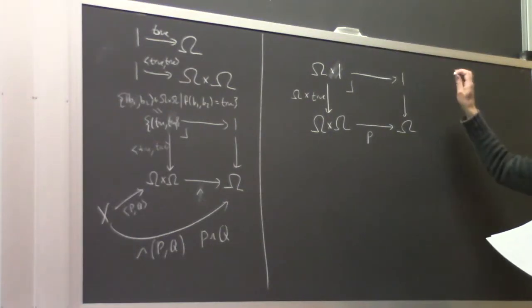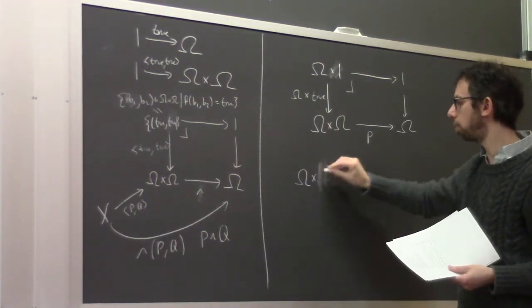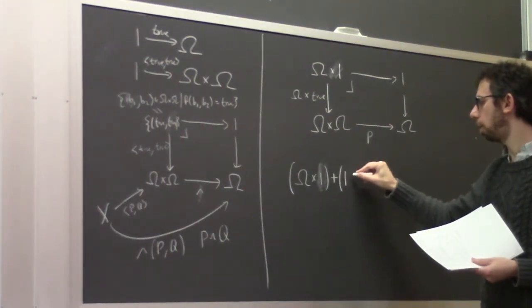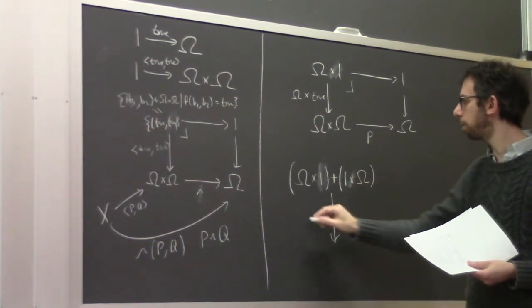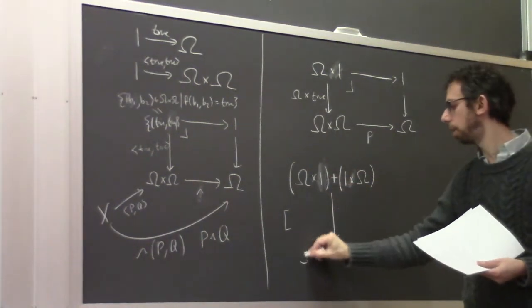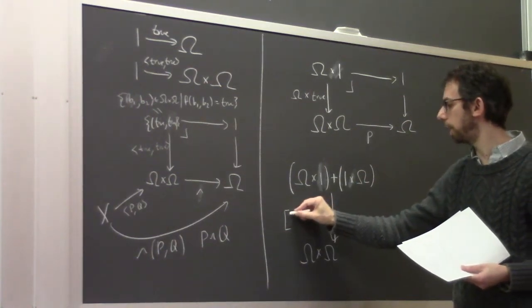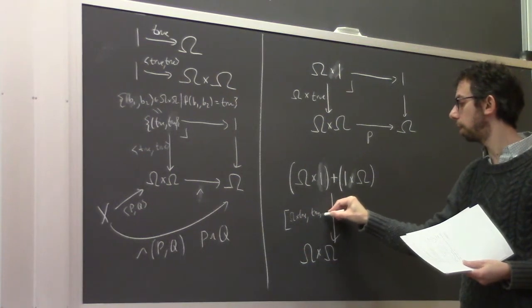But the reason I set this up is, now I'll do omega times omega, with omega times 1, plus, or coproduct, 1 times omega. There's a map that on the first factor is omega times true, and on the second factor is true times omega.